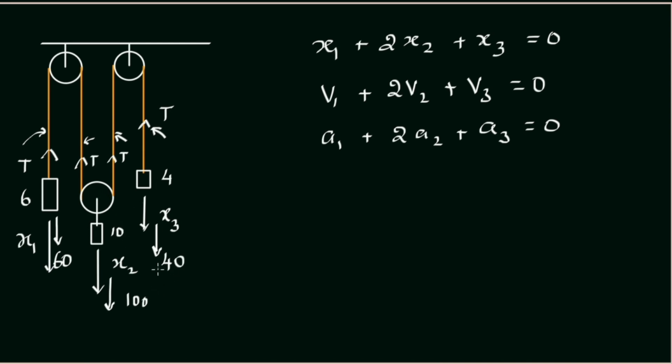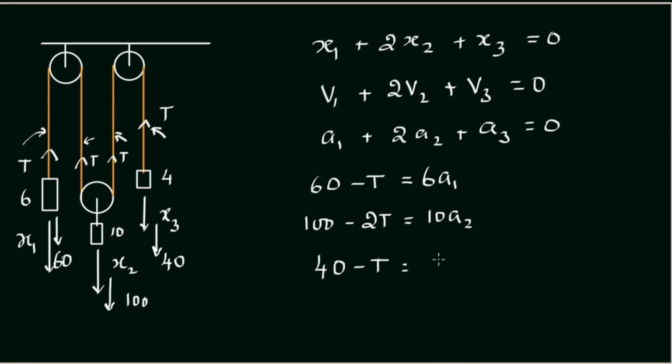Since each of them is assumed to accelerate downwards with a1, a2 and a3, let's write down the force equation for each one. For the 6 kg block, the net downward force is 60 minus T, because T is pointing upward, is equal to 6 times a1. For the 10 kg block, 100 minus 2T. Remember, on the middle block and the pulley, there are two tensions acting. So 100 minus 2T is equal to 10a2. And the last 4 kg block, we have 40 minus T is equal to 4a3.